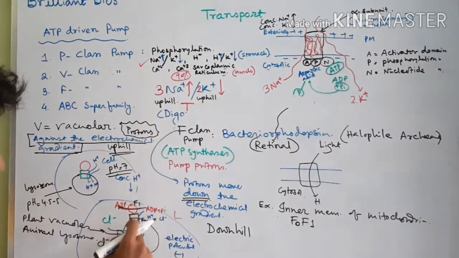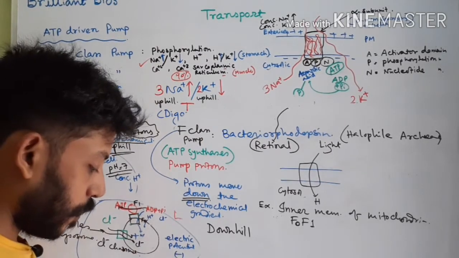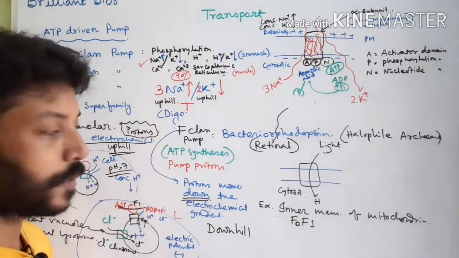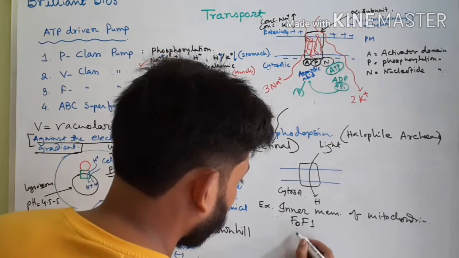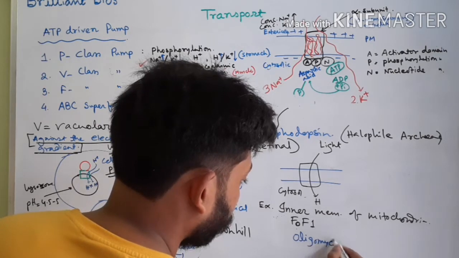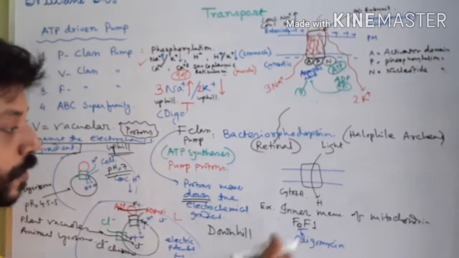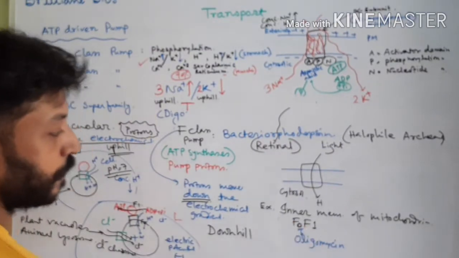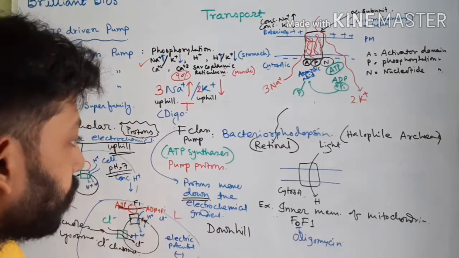This is the F1. And F0, why is it called O? Because here a medicine, or you can say a chemical, is present that actually inhibits this molecule, called oligomycin. For this reason it is called F0. Just remember this on the F0 as group B questions information.